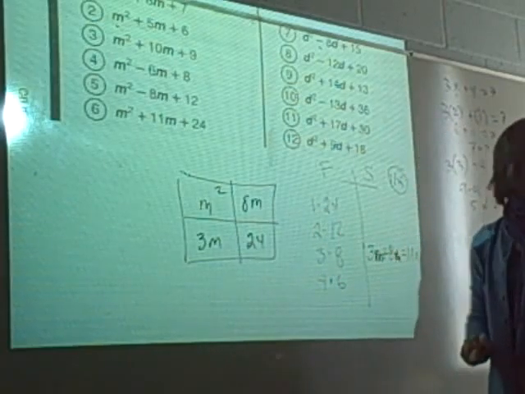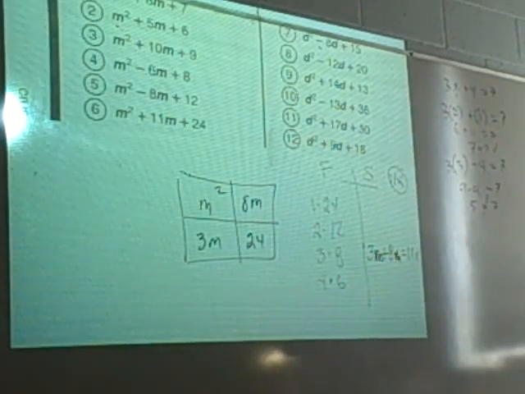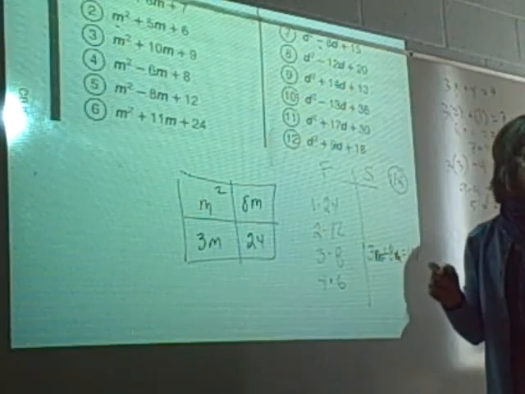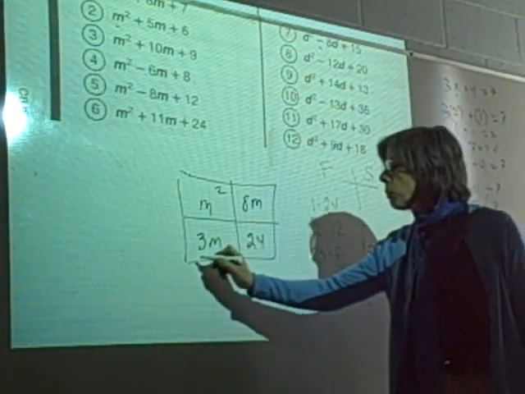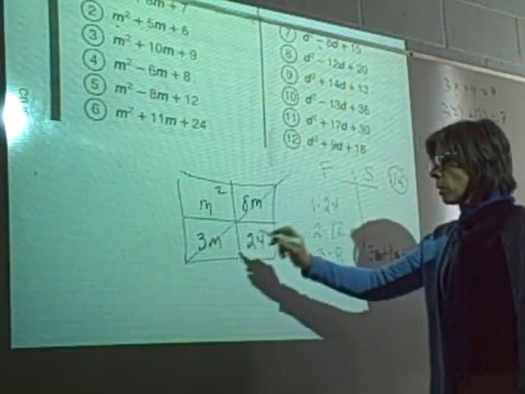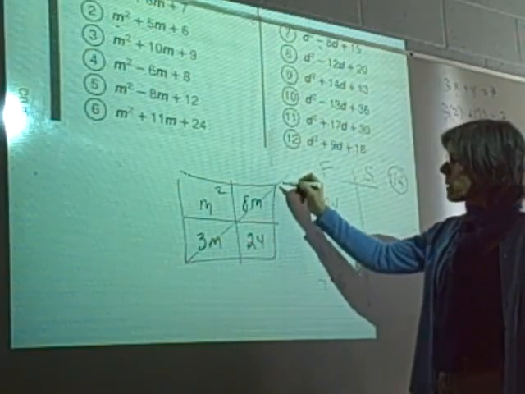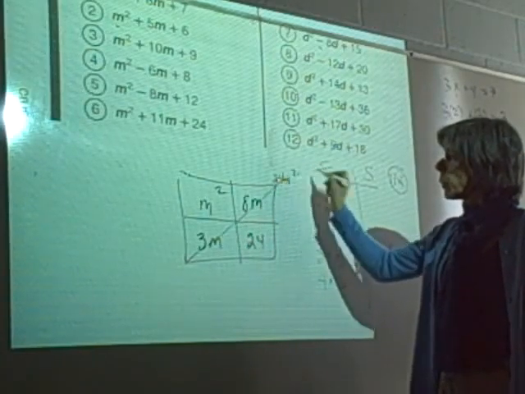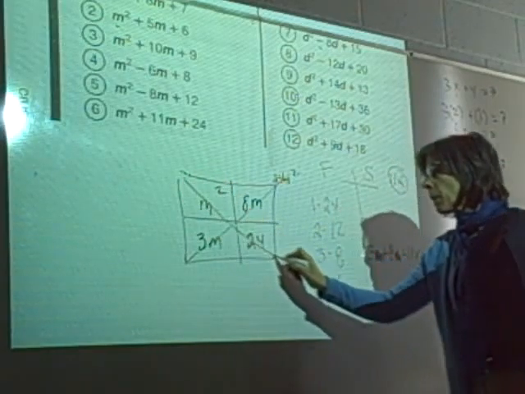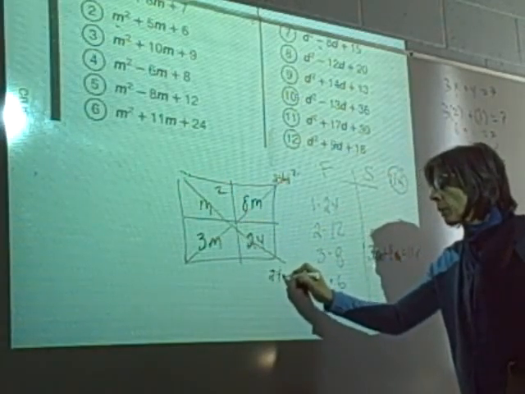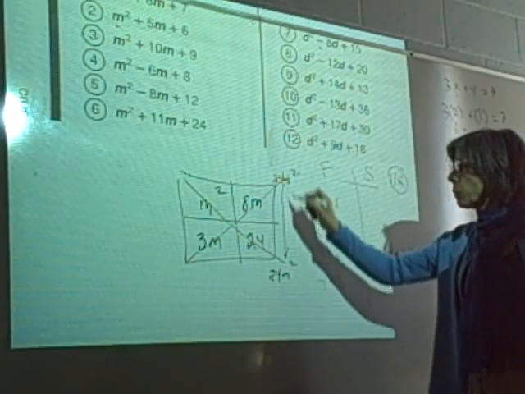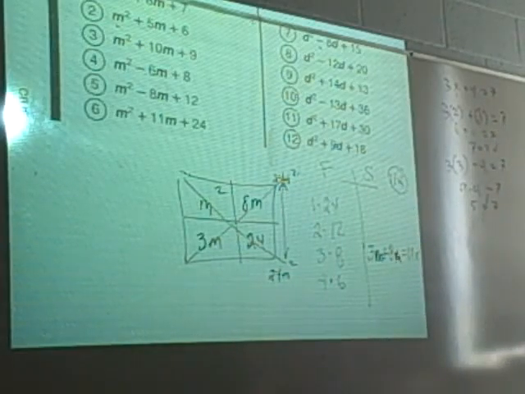And now I just want to show you a little tip to make sure that you're on the right track. If you multiply the diagonals, 3m and 8m is going to be what? 24m squared. And if I multiply this diagonal, I'm going to have 24m squared. These two better match. That's just a little tip that those two should match.